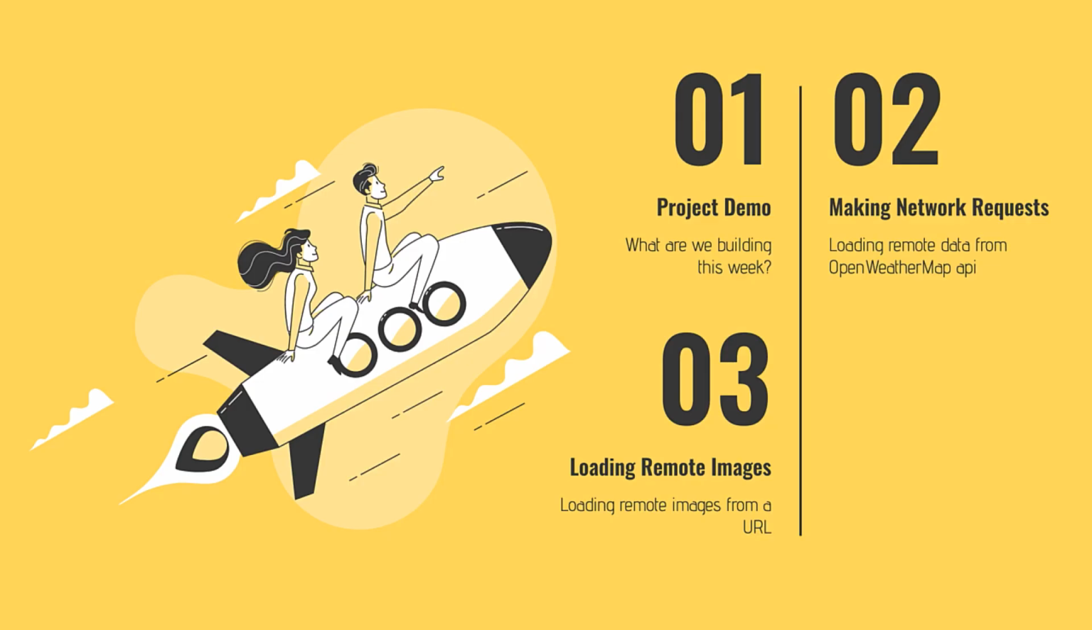As usual, we will start off with the project demo and give you an idea of what we will be building on this week and what concepts we'll be exploring. Then we're going to dive into how to make remote network requests on Android. Specifically, we'll be loading remote data from the OpenWeatherMap API. Then we're going to take a look at how to load remote images as well, and at a couple different libraries we can use to load those remote images and place them into our UI efficiently.